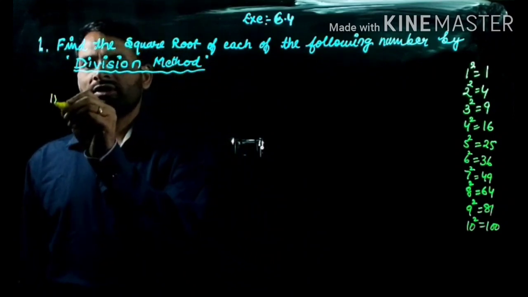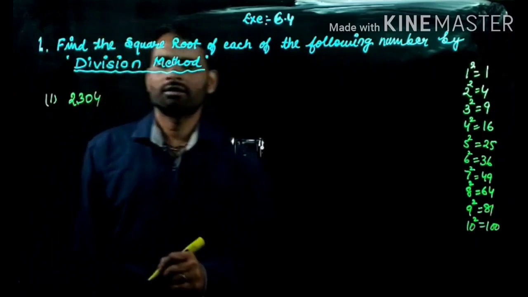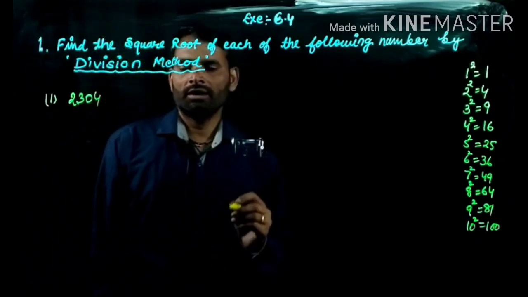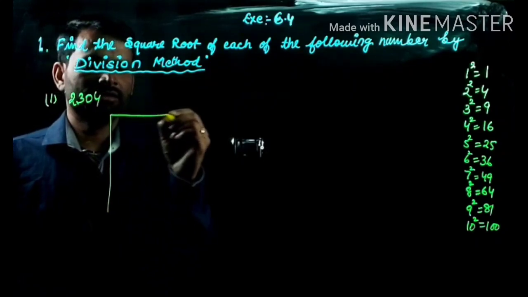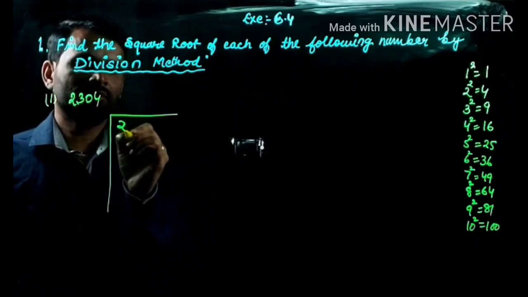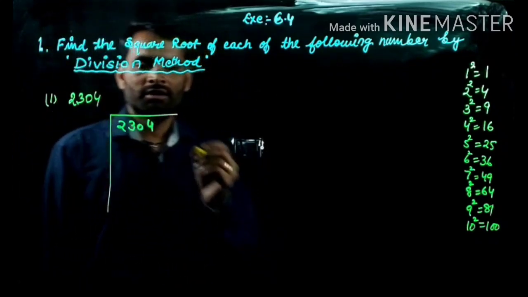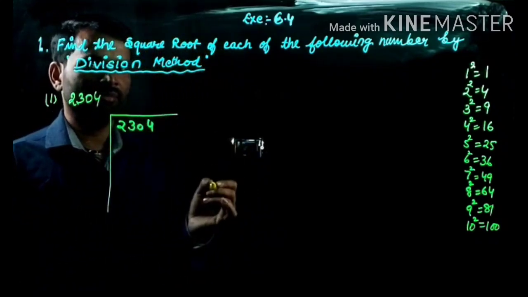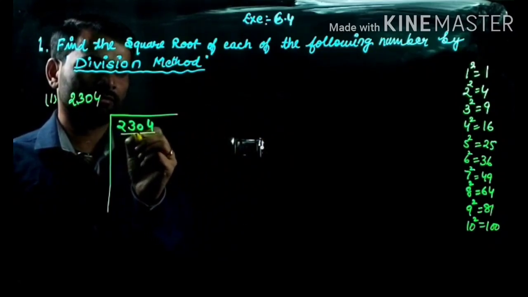The first question is 2304. Okay, in the division method, first write this shape and the number, and make pairs. Here there are 4 digits. Making pairs starts from the right-hand side, so there are 2 pairs.